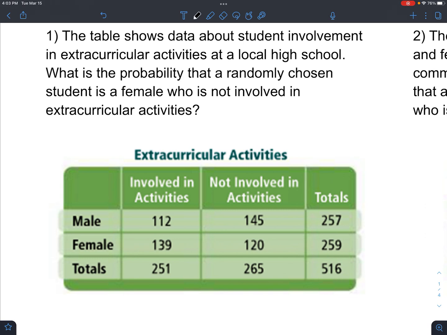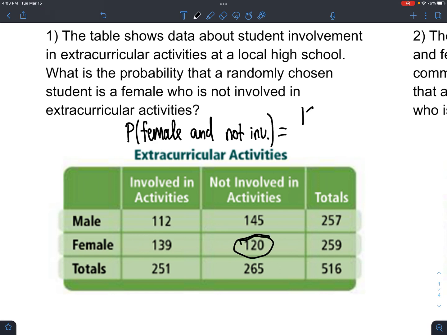So the question is, what's the probability a student is a female who is not involved in extracurriculars? That's another way of asking the probability of female and not involved, which to me would be this part of the table divided by the total.